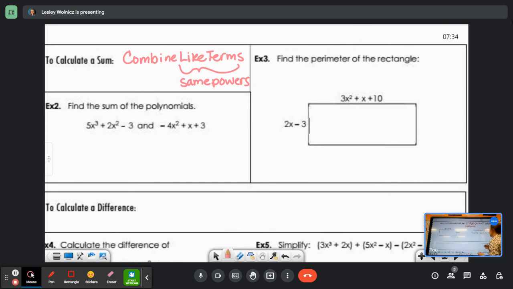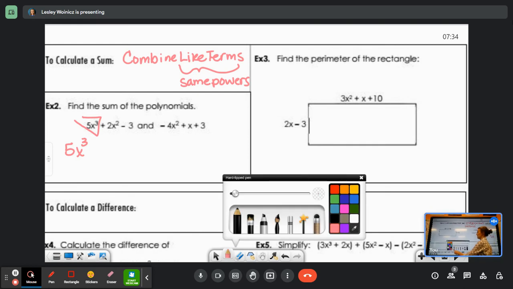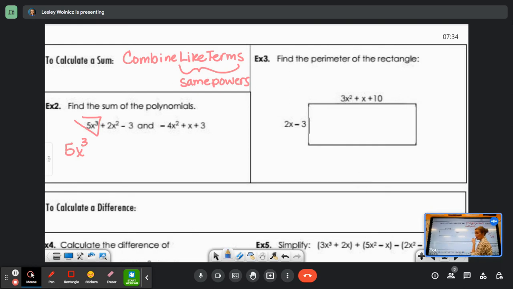All right, so when I look at example 2, I only see one term that has a power of 3. That one right there. So I don't have anything to combine with him. I write him by himself. So that'll be 5x cubed all alone. Okay, next I look for my second degree terms with a power of 2. And I have plus 2x squared and minus 4x squared.